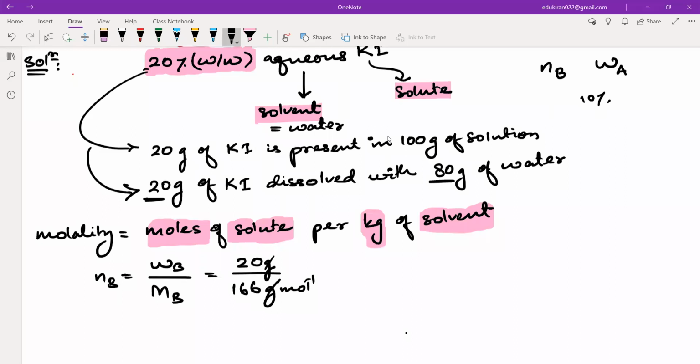And then we have to see the mass of solvent. So I will write mass of solvent as WA in terms of kg. So we have this 80 grams divided by 1000, and it will give me kg, right? 80 divided by 1000 will give me kg. So this will be equal to how much?